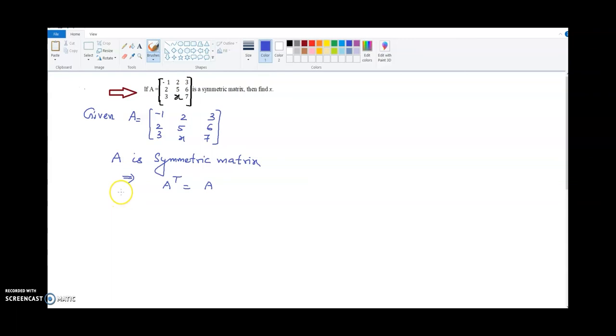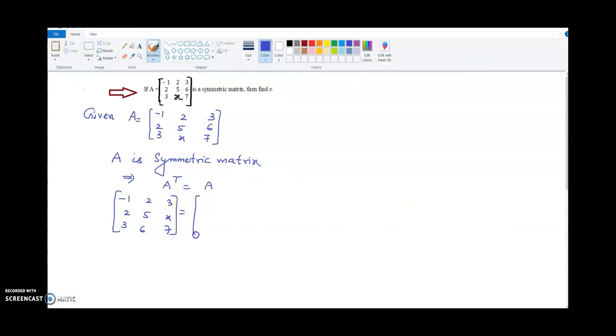So one side we will write the transpose of the given matrix. Remember, transpose is obtained by interchanging rows into columns or columns into rows. So here we will change the rows as columns. First row we will write as first column, second row as second column, and third row as third column. So this is the transpose of matrix A.